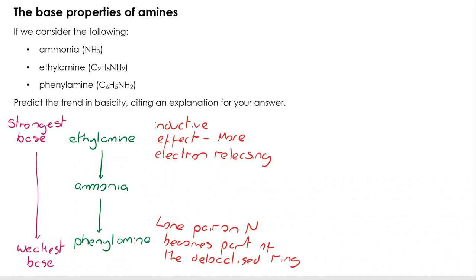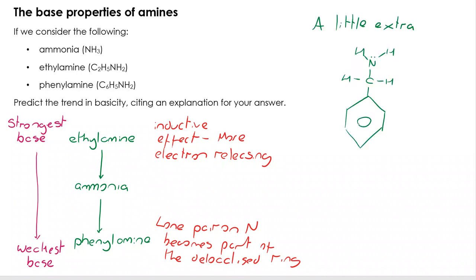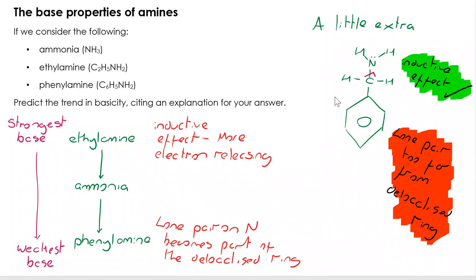Going to add a little bit extra here just in case there's a question that comes up that decides to challenge you a little. And that's to consider what would happen with this. I've got my NH2 and I've got a benzene ring, but I've got a CH2 between it. The important thing, this does show the inductive effect. But the lone pair is too far away from the delocalized ring. So for this particular structure, we would be thinking more along the lines of what we say about ethylamine than we are about phenylamine.